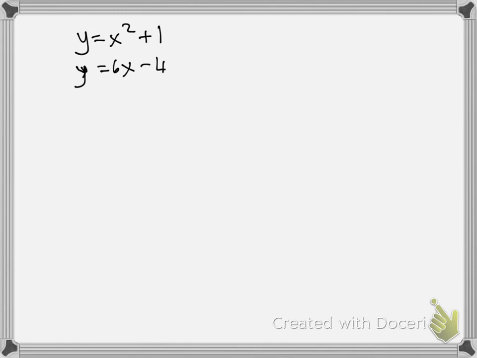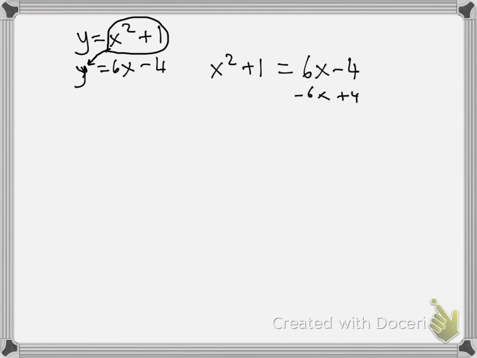I mean, supposing I put that, if that's y, I'm going to put it there into the second equation. In other words, I'll have this. X squared plus 1 equals 6x minus 4. Okay? Right, that looks like it's going to be a quadratic. So let's take away the 6x from both sides and add the 4. We're going to get this.